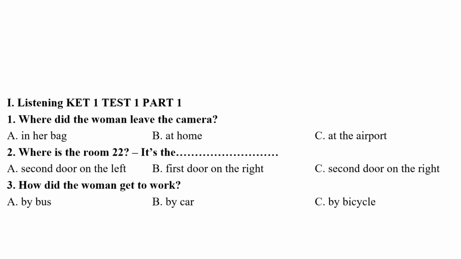Look at the instructions for part 1. You will hear 5 short conversations. You will hear each conversation twice. There is 1 question for each conversation. For questions 1 to 5, put a tick under the right answer.